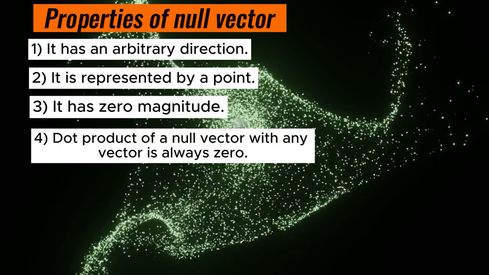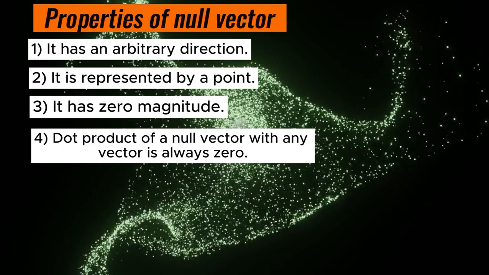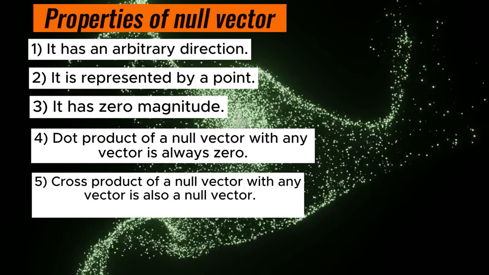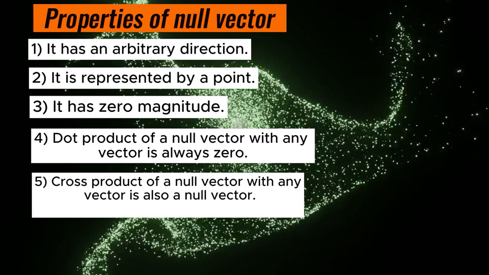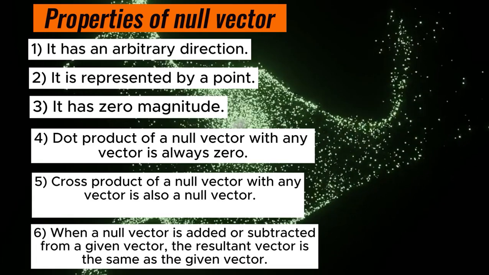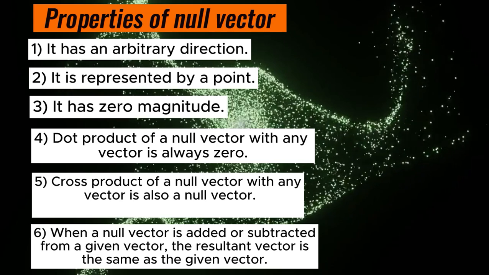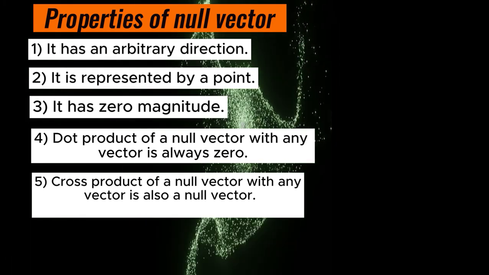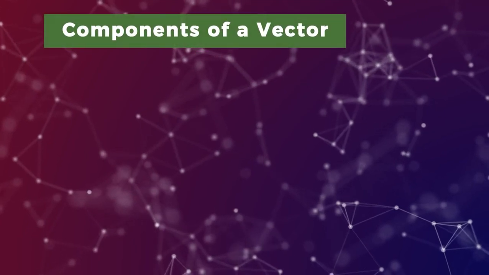4. Dot product of a null vector with any vector is always 0. 5. Cross product of a null vector with any vector is also a null vector. 6. When a null vector is added or subtracted from a given vector, the resultant vector is the same as the given vector. Components of a vector.